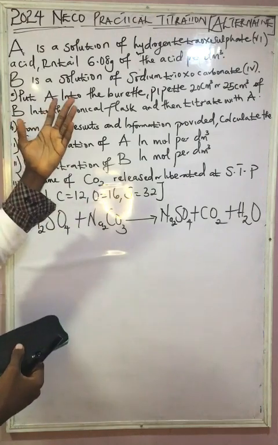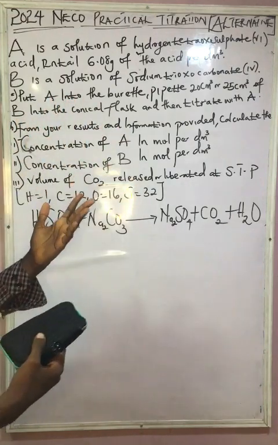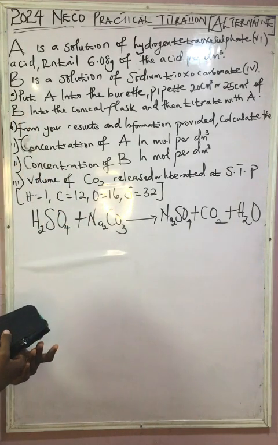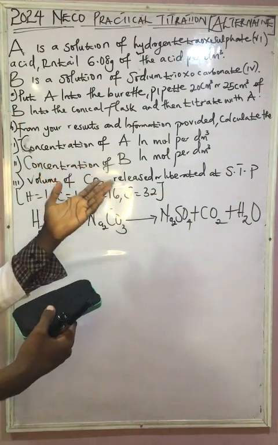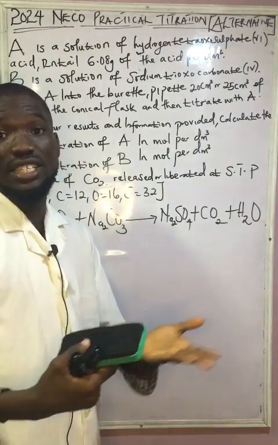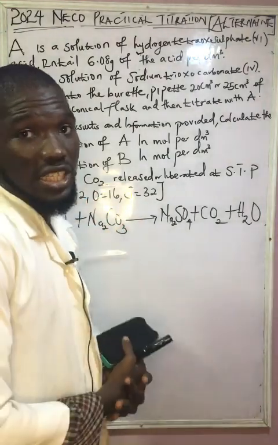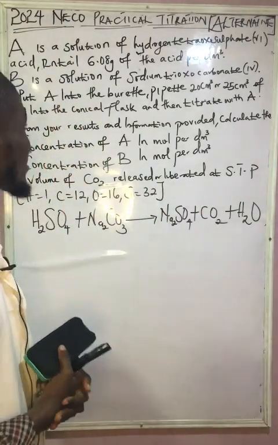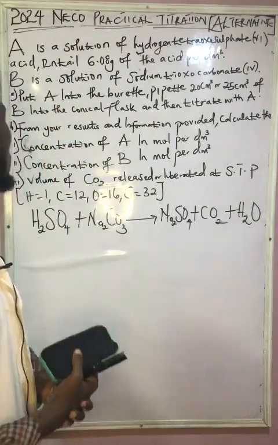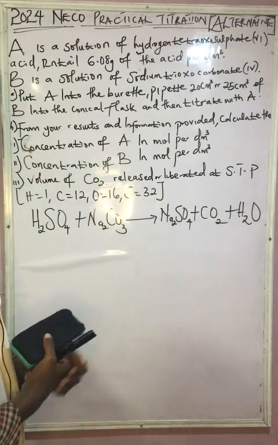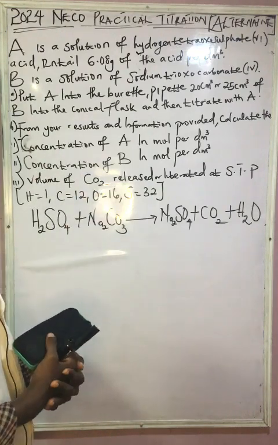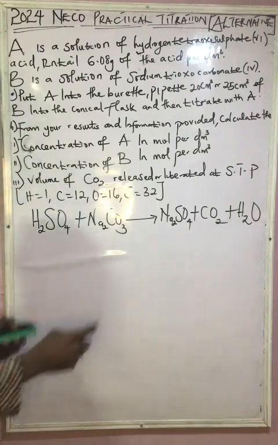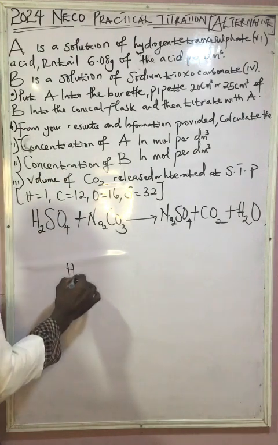So if we have this, A is a solution of tetraoxosulfate(VI) acid containing 6.08 grams of the acid per dm cube. Don't mind, the question you have on the board is likely a correction of what you can easily come across in the examination. Is that clear now? B is a solution of sodium trioxocarbonate(IV). Your A is this, the sulfuric acid.